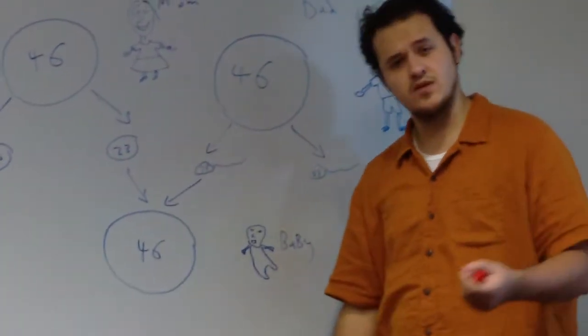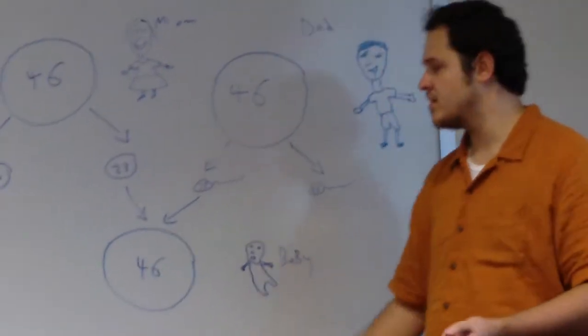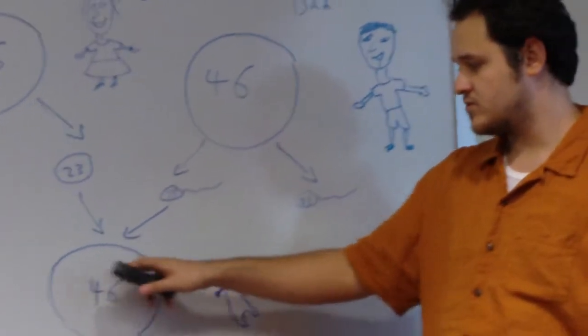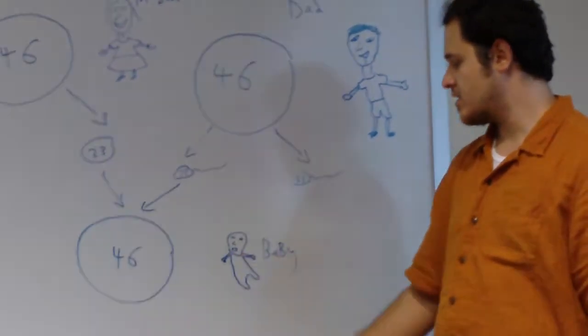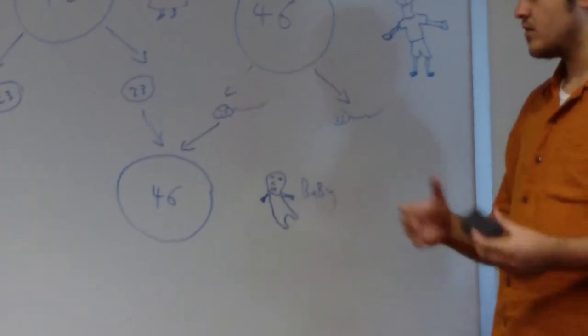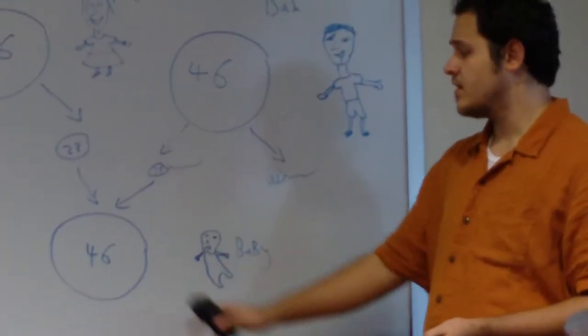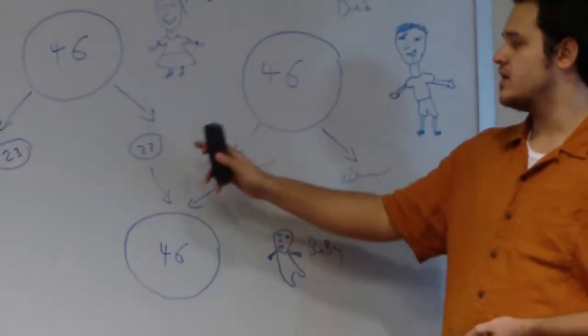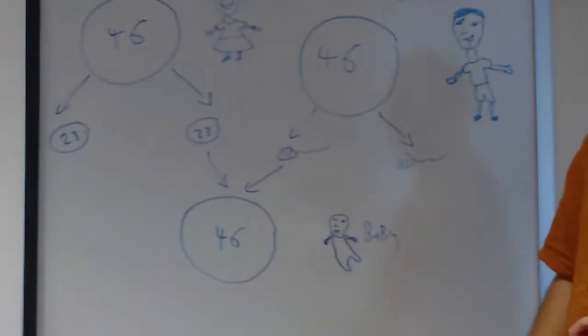After the sexual contact between a man and a woman, the sperm and the egg will come together to make the new zygote, which is the cell that will grow up to make the baby. It has 23 chromosomes from the father and 23 chromosomes from the mom.